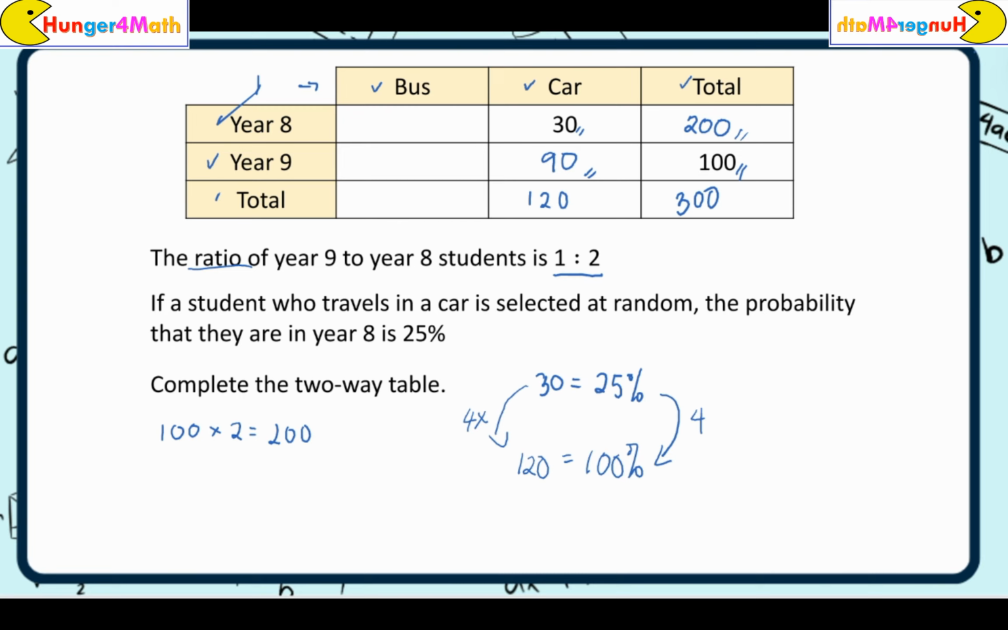And then let's complete the row for year 8 to identify how many students in year 8 are using the bus. So we can subtract 200 minus 30, that's equivalent to 170. So there are 170 students in year 8 who are using a bus. Then for year 9, we can subtract 100 minus 90, so that is 10. So there are 10 year 9 students for the bus. Then for the total, we can add 170 plus 10, that is 180.